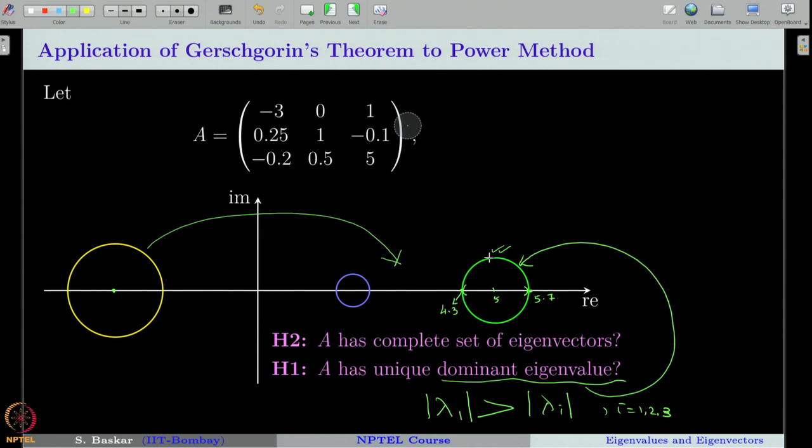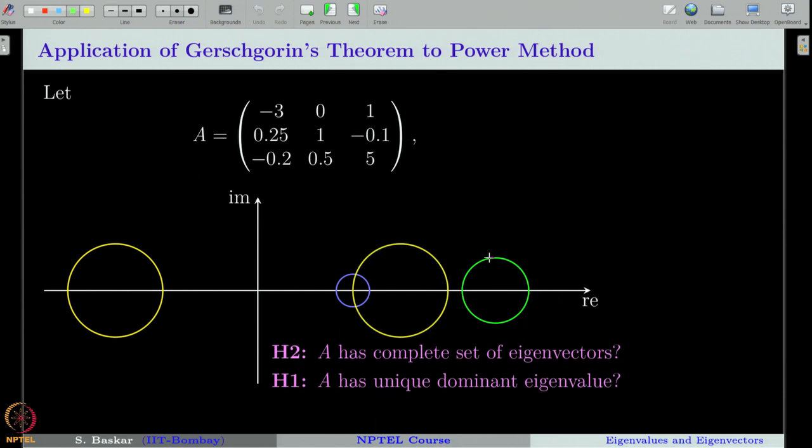Let us shift this disk to the positive side and see. Well, when you shift the disk to the positive side, it is not intersecting the disk D3, right? That shows that whatever value is coming from this part of the interval is surely going to be different from this part as well as this part. Therefore, from here you can in fact conclude that A has a unique dominant eigenvalue.